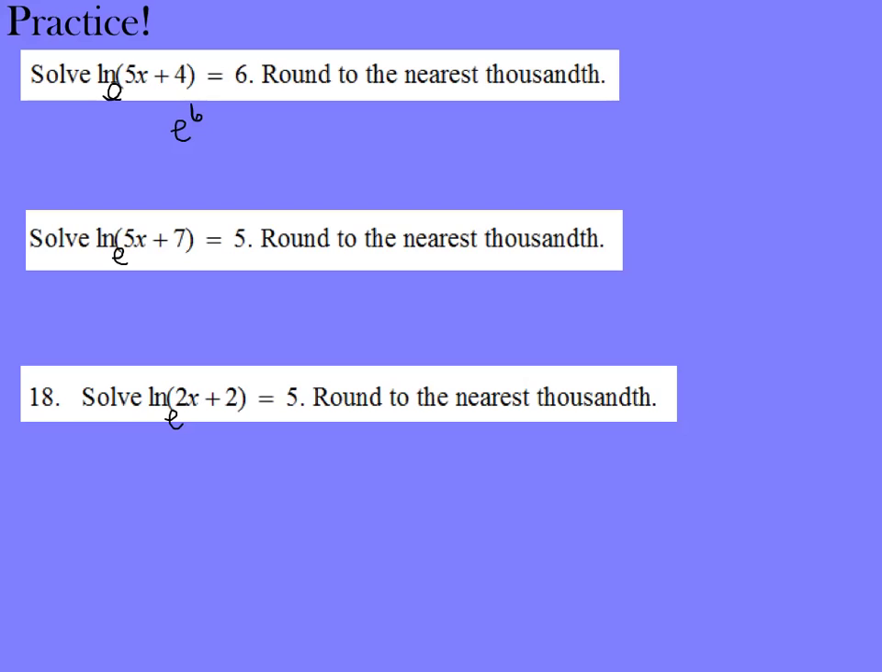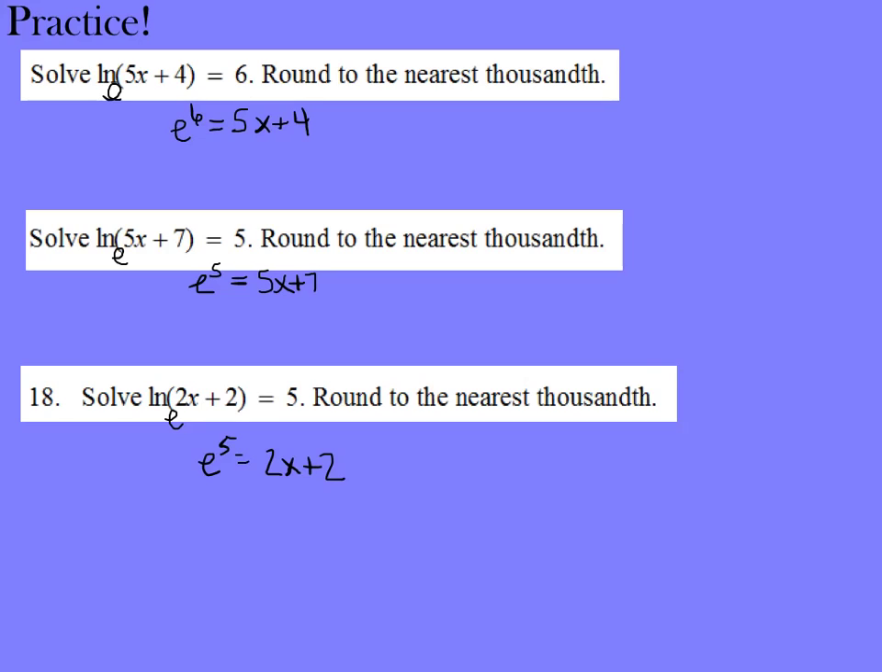In the next problem, I have e to the 5th equals 5x plus 7. In the last problem, e to the 5th equals 2x plus 2. And then it's just a matter of doing calculations because we can ask our calculator what e to the 6th is, what e to the 5th is. So let's go ahead and put that in our calculator. I'll do one at a time.